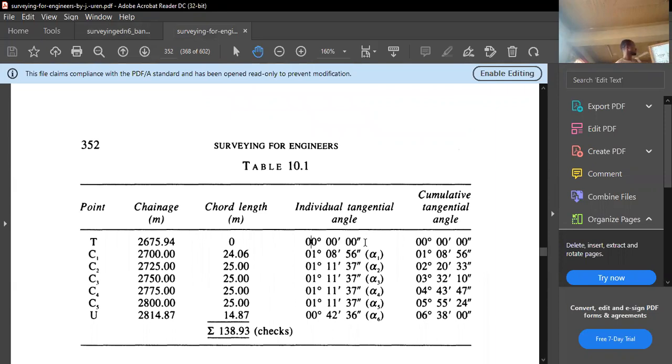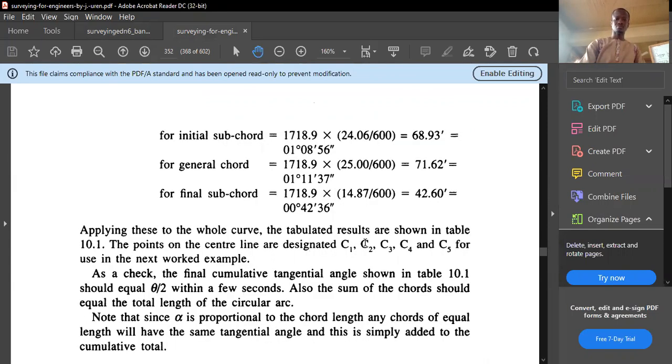How do you check that these values are correct? How do you check that the chords that you've calculated are correct? The sum of all the chords should be equal to the long chord, the length of the curve.